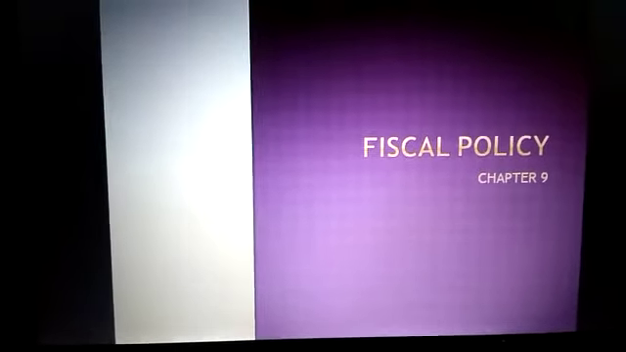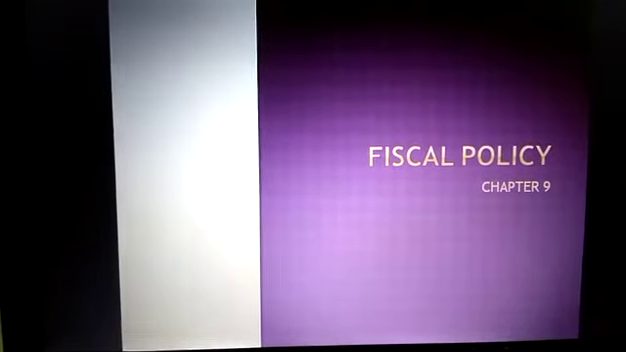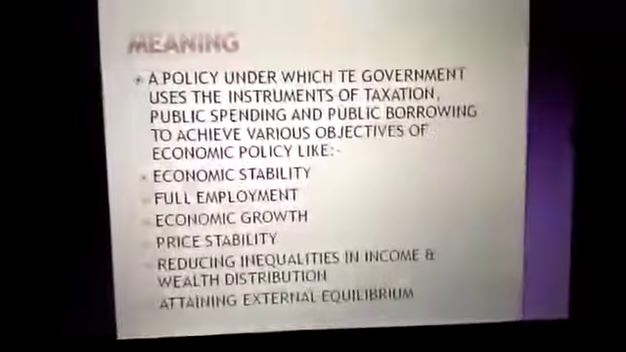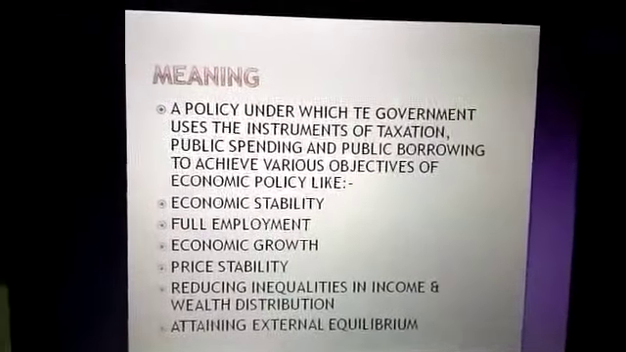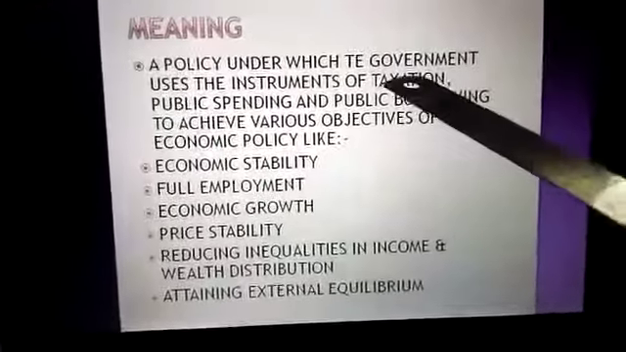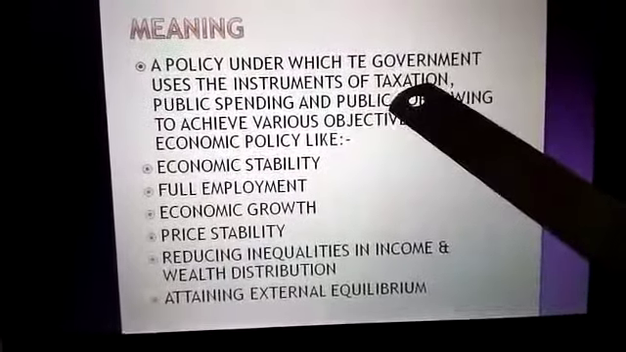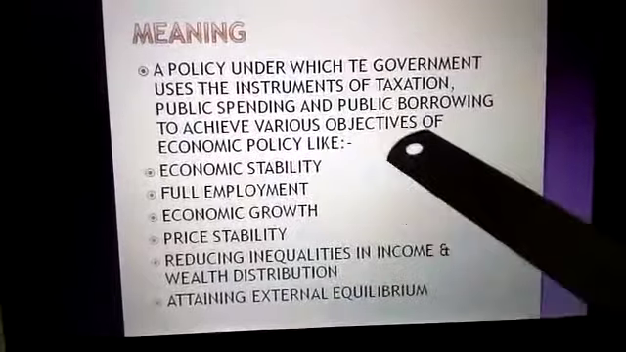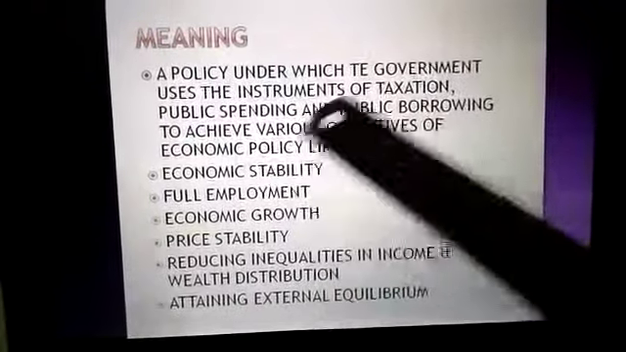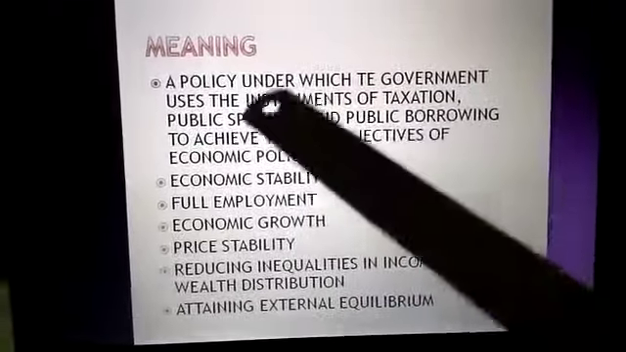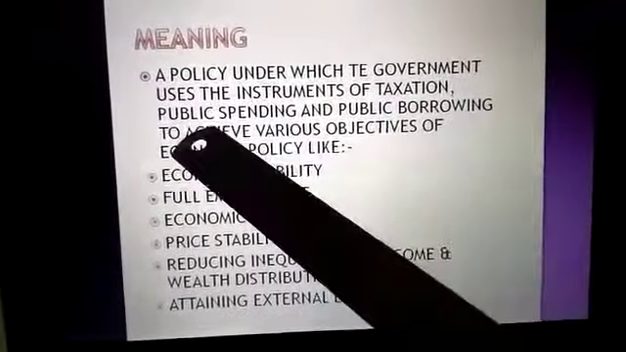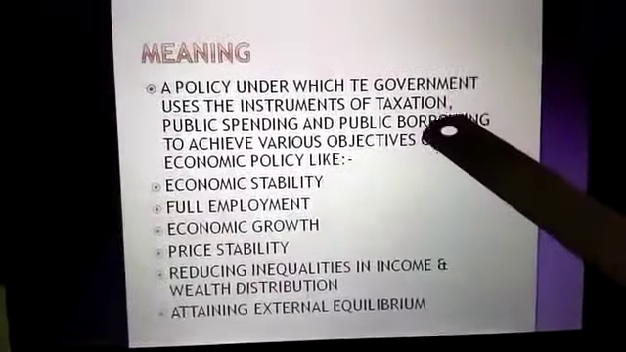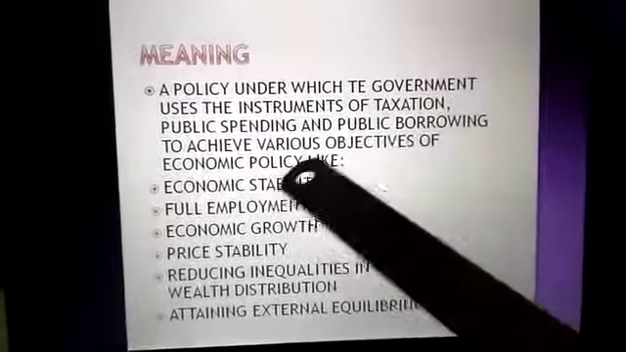But before we continue with the rest of the chapter, let us have a quick review of what we had done earlier. Meaning of the term fiscal policy: a policy under which the government uses the instruments of taxation, public spending, and public borrowing to achieve various objectives of economic policy. Taxation, public spending, money spent by government, public borrowing, money taken as loans by the government.